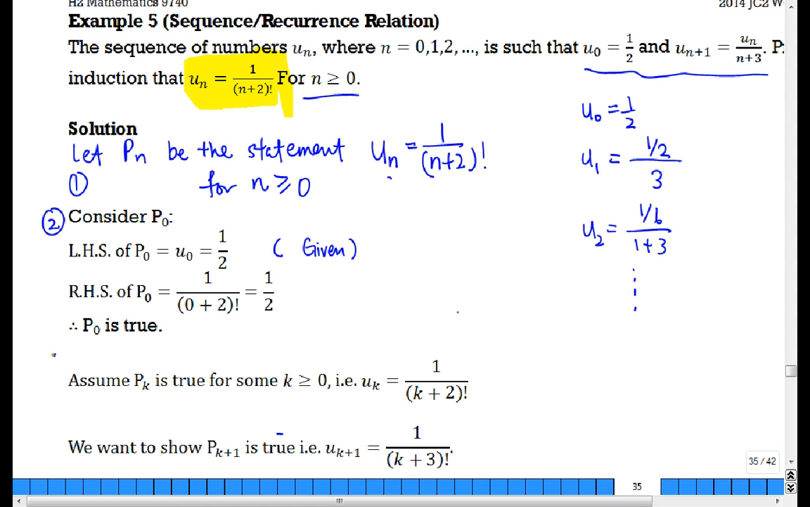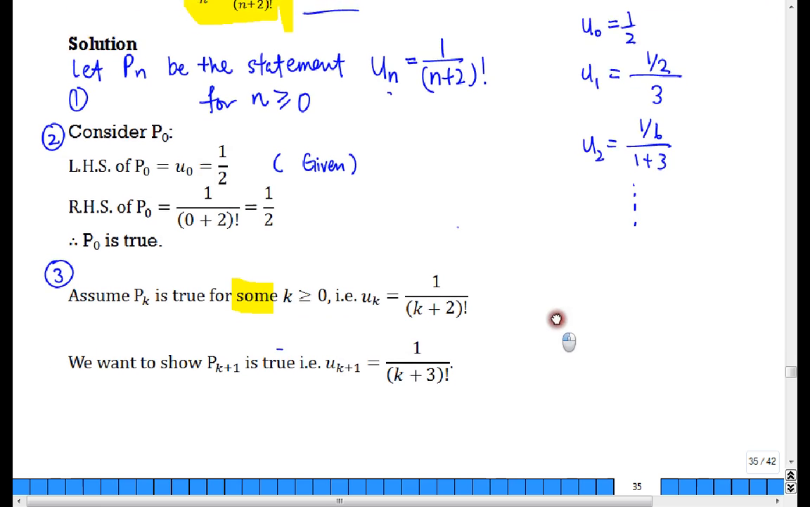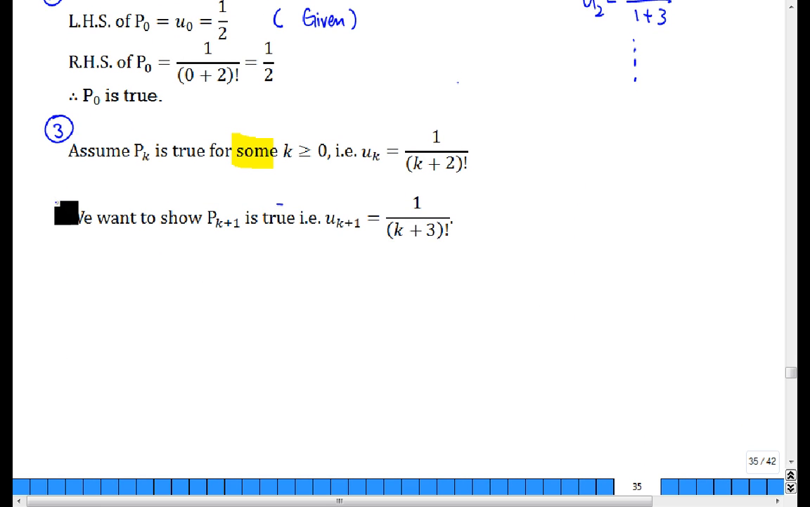Step number 3. Assume Pk is true for some k greater or equals to 0. What does it mean? Just means Uk equals to this. Step number 4. We want to show left hand side equals to right hand side. It's always easier to start with left hand side, aim towards right hand side, right? So we write left hand side of Pk plus 1 equals to Uk plus 1.